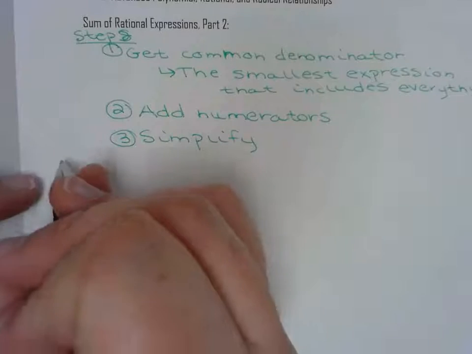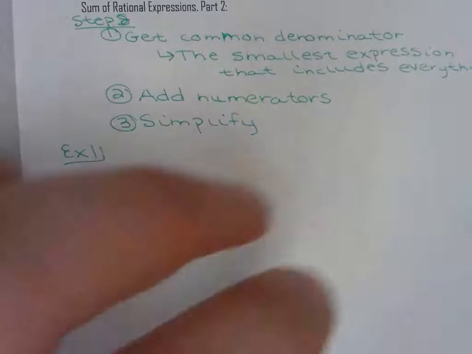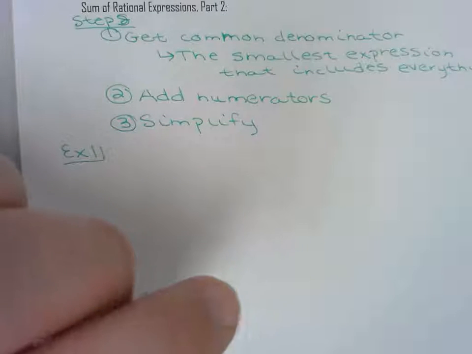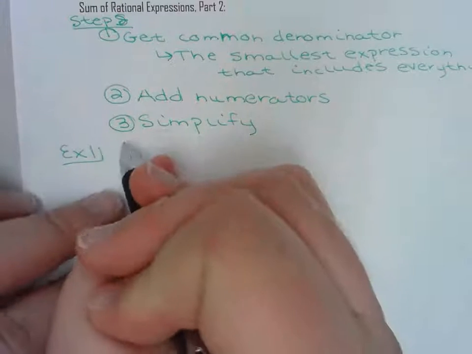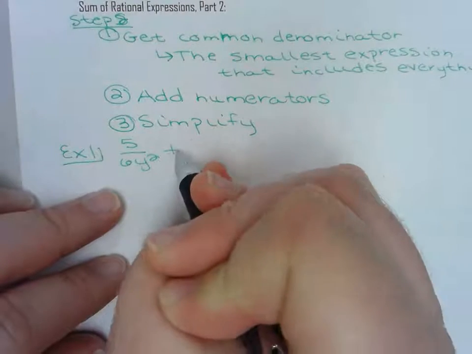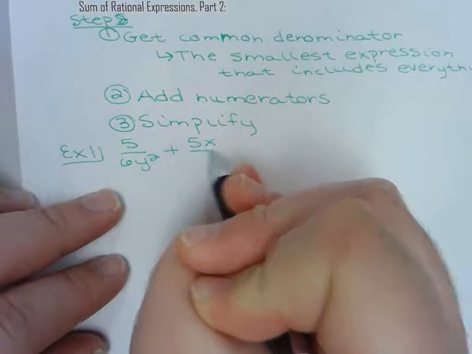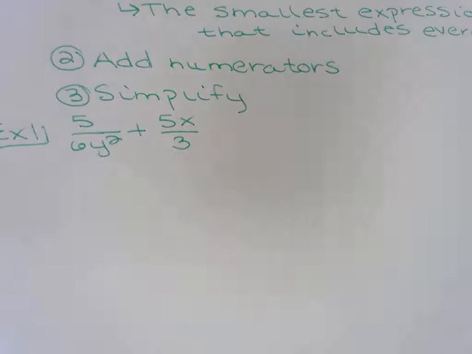So let's look at a couple examples today. Leave a majority of your paper for tomorrow. Let's say I have one like this: 5 over 6y squared plus 5x over 3. First thing I notice is that I am adding rational expressions. I'm not multiplying, I'm not dividing, I am adding.